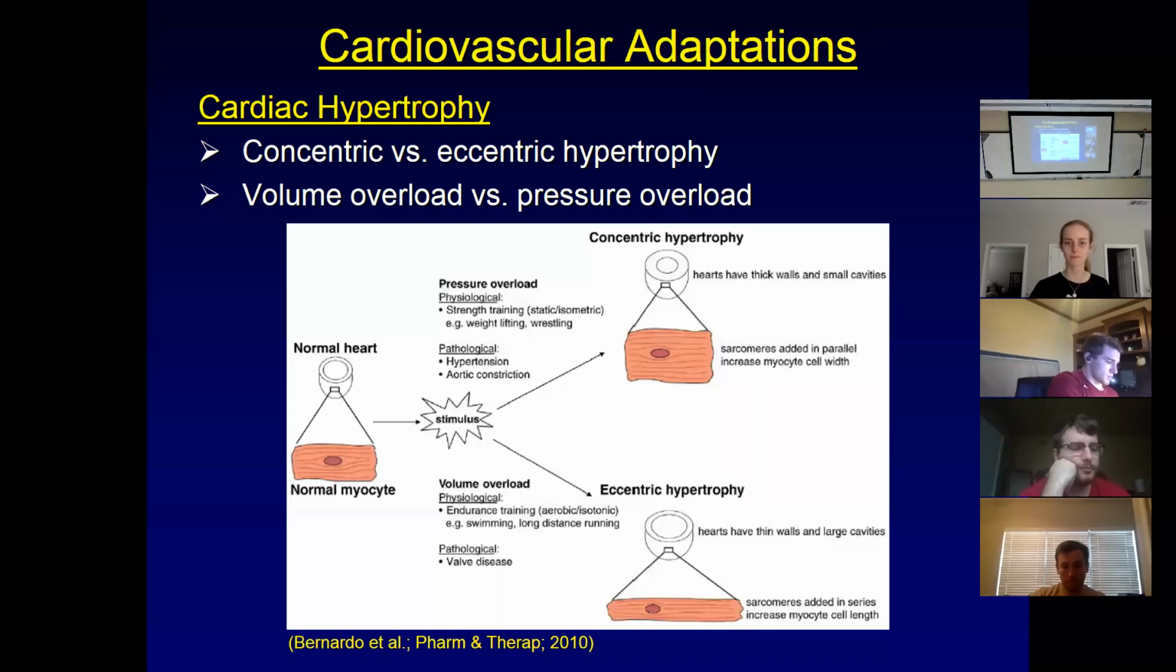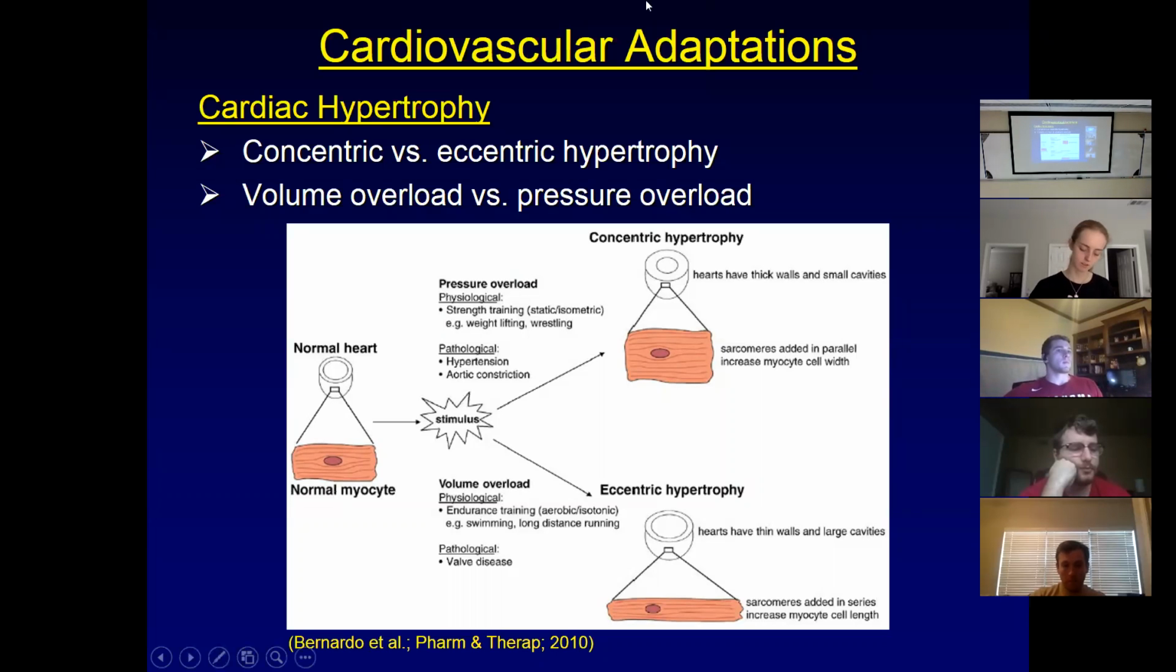So one of the final adaptations that we're going to see due to aerobic type training is going to be cardiac hypertrophy, specifically left ventricular hypertrophy. This is a really positive outcome for us because it's going to help us increase our stroke volume and therefore increase our maximal cardiac output. Okay? So there's a problem, because there's two different kinds of cardiac hypertrophy that can take place.